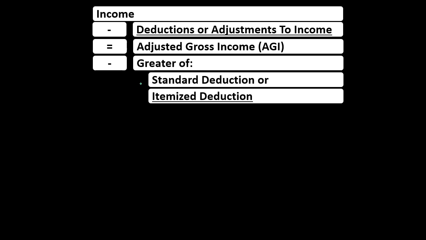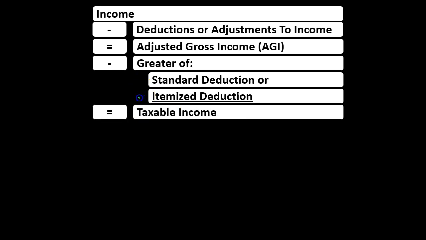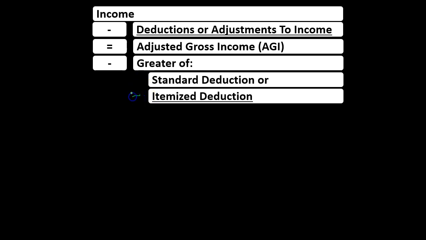Therefore, we want to take the greater of the standard deduction or the itemized deduction. So notice these are the two groups of deductions we have right now. We've got the itemized deductions and we've got the deductions or adjustments to income, which could be called above the line or Schedule 1 deductions.